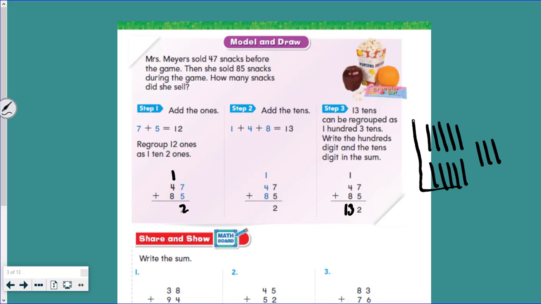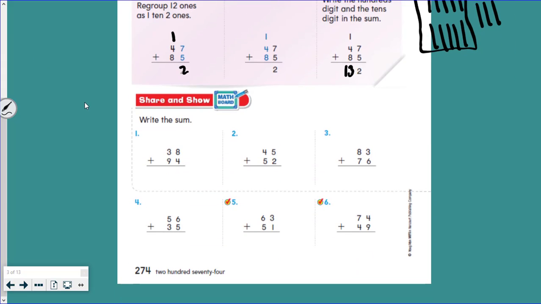This right here gets regrouped. That's 100. This is why I end up with a number in the hundredths place, because I have 100. 13 tens is 100 and 3 tens, right? Same thing, 13 tens, 100 and 3 tens. That's why it's like that. So we're going to scroll down. We're going to practice, okay?